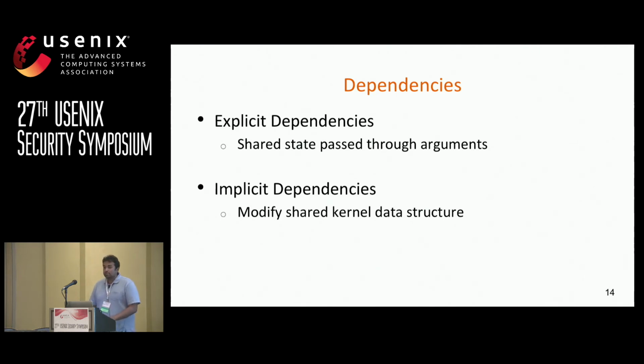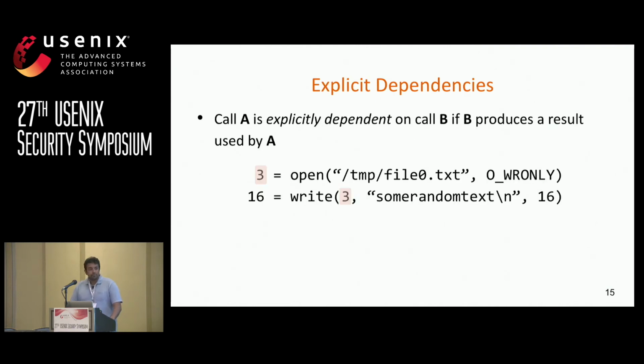Now I'll provide more precise definitions of each, starting with the explicit dependencies. We say a call A is explicitly dependent on call B if B produces a result used by A. In the example below, we would say that write is explicitly dependent on open because open produces a file descriptor of value 3 used in the first argument of write.